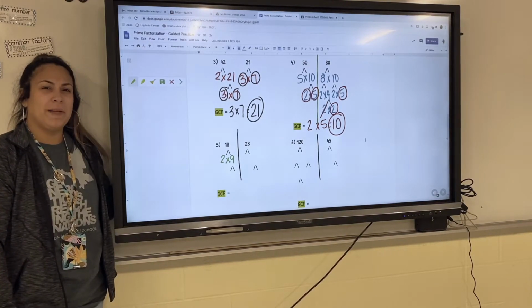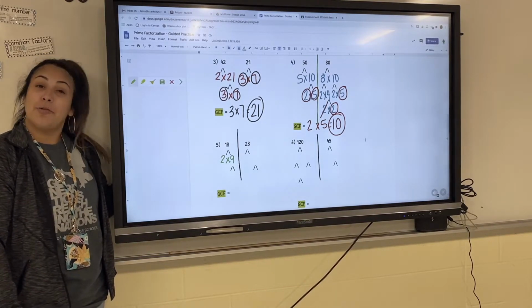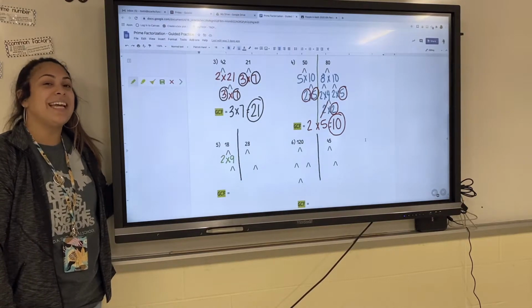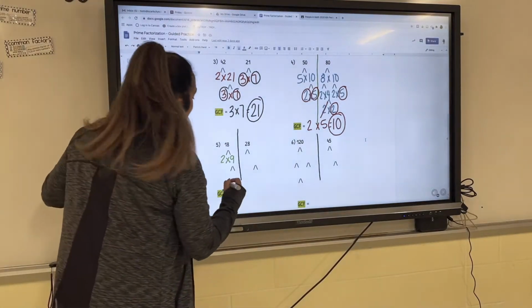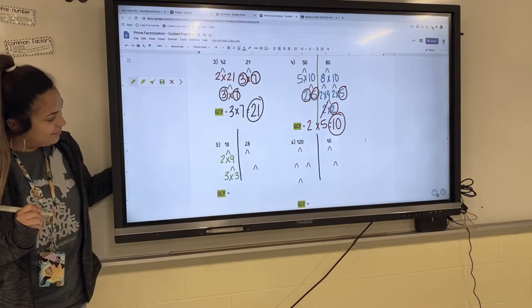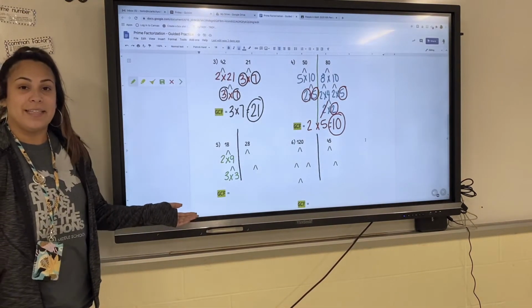Is it 2 times 4? No, that gives me 8. Is it 3 times 4? No, that gives me 12. It's 3 times 3, right? Yeah, that's right. 3 times 3. And then 3 is a prime number, so we're done factoring out 18.